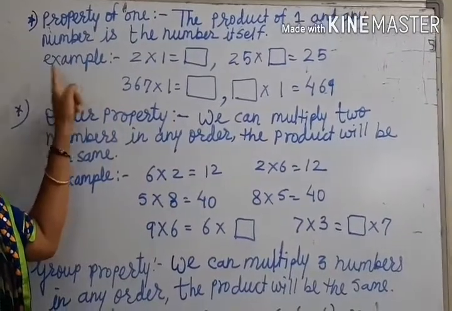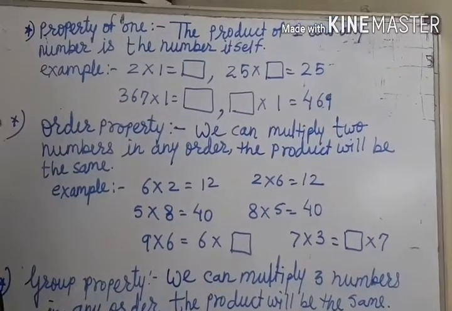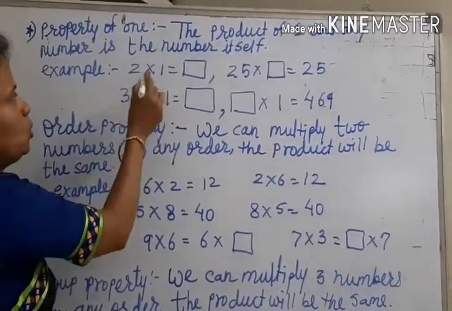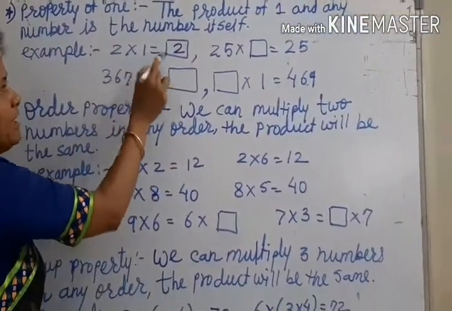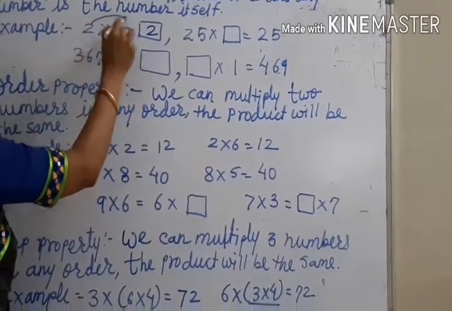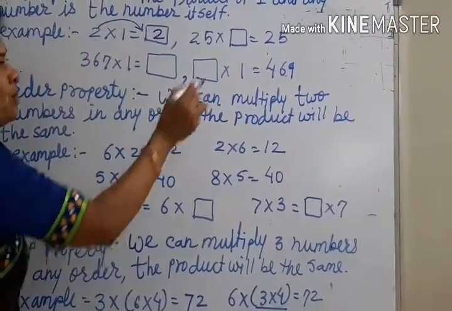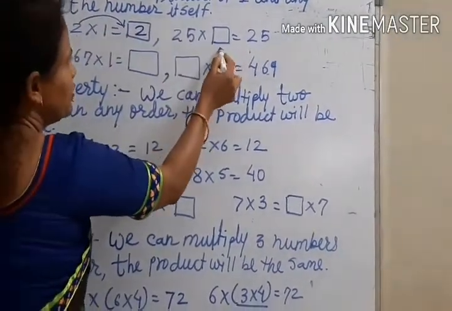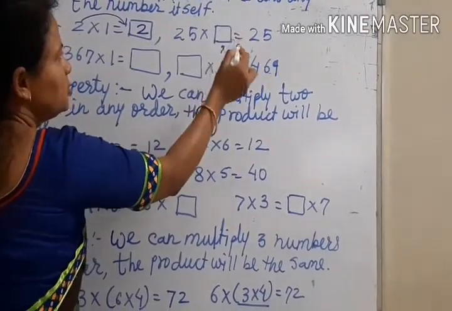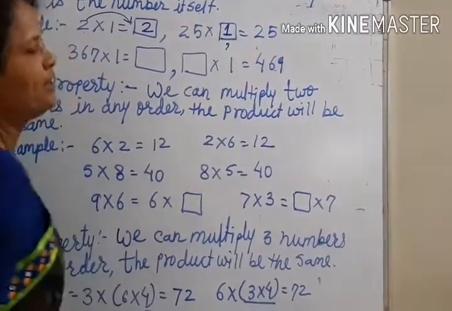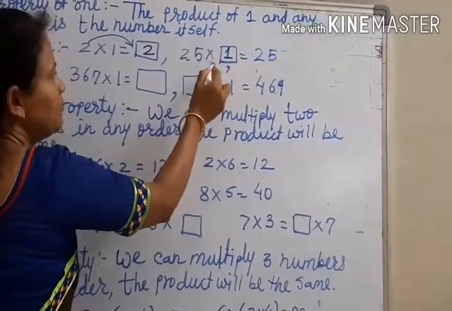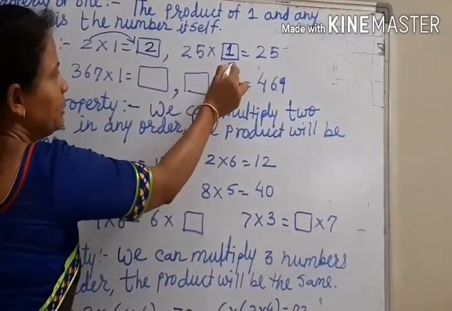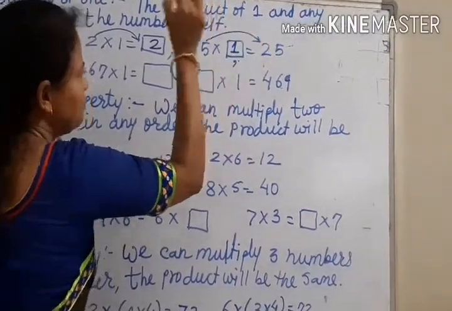Let us see some examples. Here are some examples. 2 multiplied by 1. 2 ones are 2. Whenever 2 is multiplied by 1, the answer is that number itself. 2 is the answer. 25 multiplied by what number, so that we will get the answer 25? Definitely we have to write here 1. 25 ones are 25. Whenever any number is multiplied by 1, the answer is that number itself.